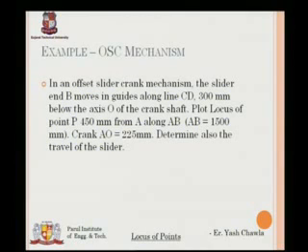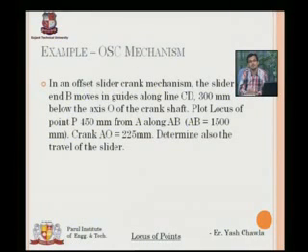Again, we are going to read the question very carefully and understand it before proceeding towards solving any problem. In an offset slider crank mechanism, the first line says it is offset, so the picture has to be very clear that the position of my crank and the position of my slider will be away from each other. So it is clear that I need two lines. On one line my slider will be oscillating, and on the other line will be the point around which the crank rotates.